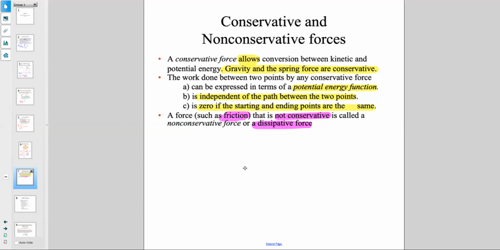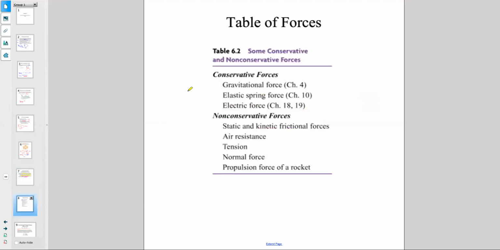So let's take a look. If you're looking at this table from the book, Table 6.2, I have conservative forces here and non-conservative forces here. For conservative forces: gravitational force, elastic spring force, or electric force. These are all conservative forces. So their work does not depend on the path, it depends on the initial and final positions. On a closed path, they will do zero work, things like that.